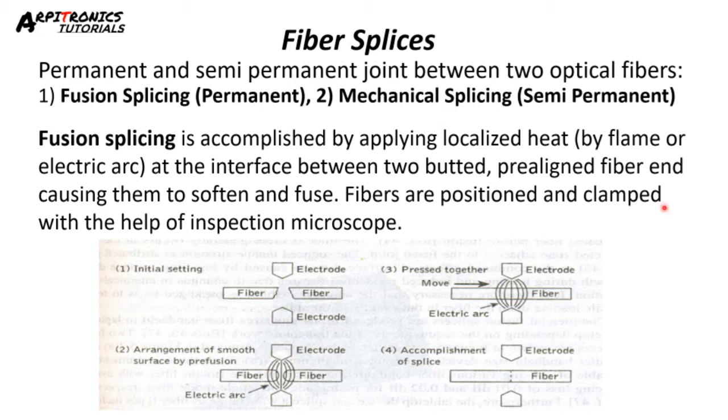Fibers are positioned and clamped with the help of an inspection microscope. In this diagram, this is the initial setting. Two separate fibers are there. These are the electrodes. Then the arrangement of a smooth surface by prefusion is done and an electric arc is produced. They are pressed together to make a single fiber, and again an electric arc is applied to make a permanent single fiber. After that we get a permanent single fiber, which is the accomplishment of the splice.